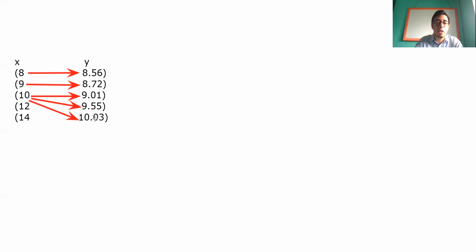Now, when I have it in the same way as I had it at the beginning, like here, this is a function because I take one value of X and I relate this value with Y.